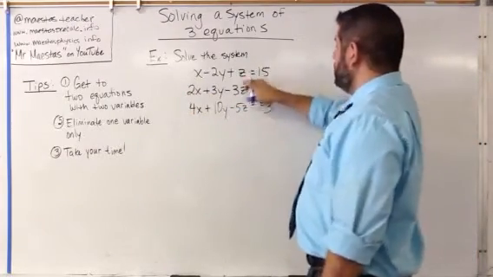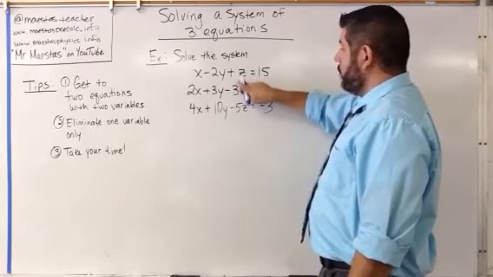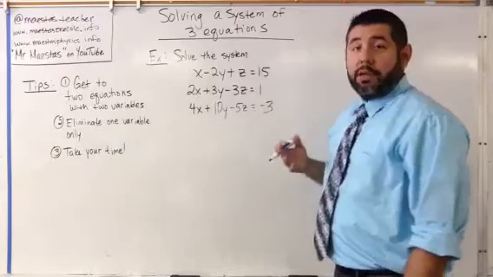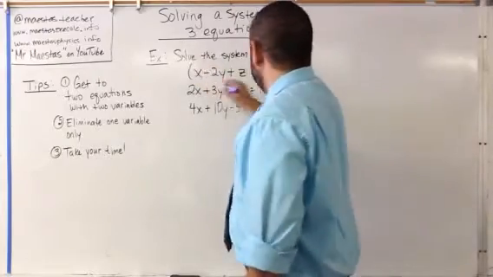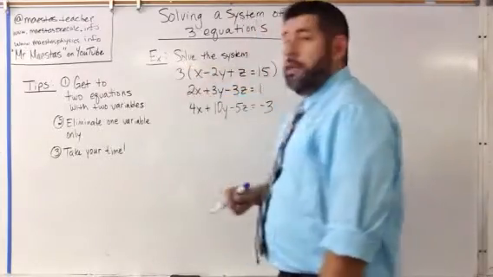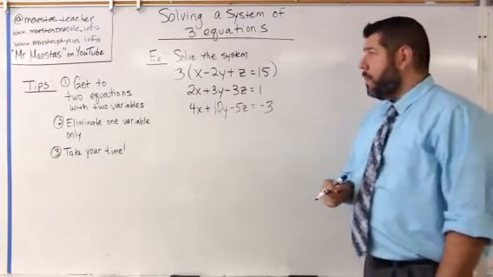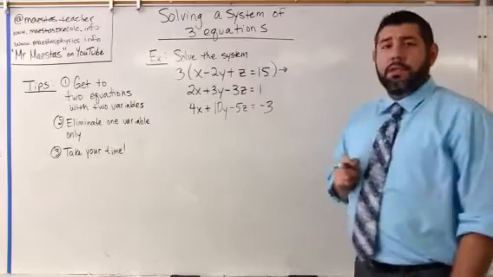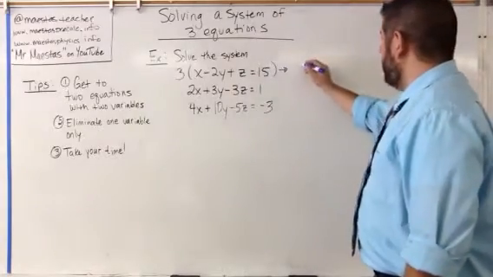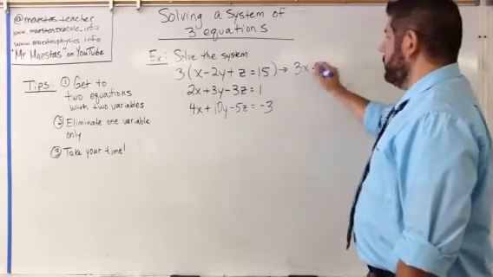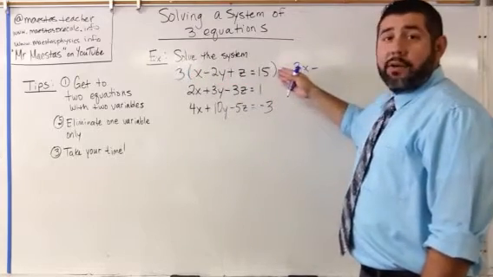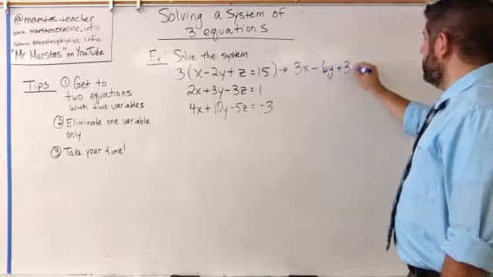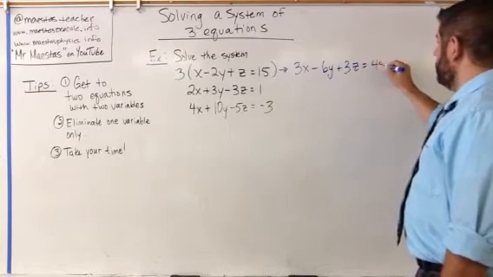In order to eliminate z, I'm going to want this one right here to be a 3z, so that when I add these two together, the z's will be gone. So I'm going to multiply this equation by 3. What I like to do to keep organized is write my new equation right next to it. So I'm going to have 3x, and I'm going to distribute the 3 across the entire equation: minus 6y plus 3z equals 45.